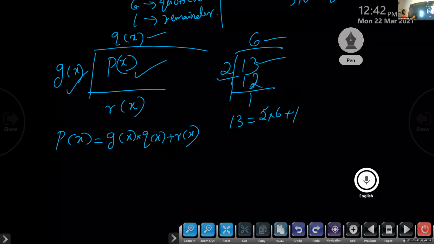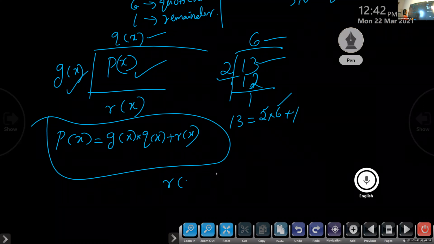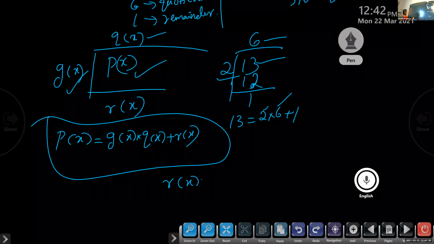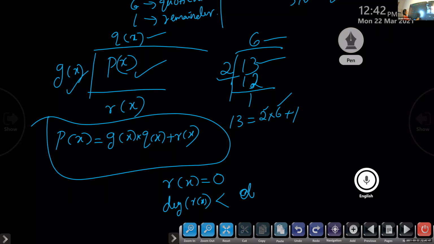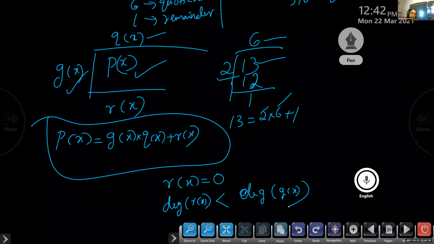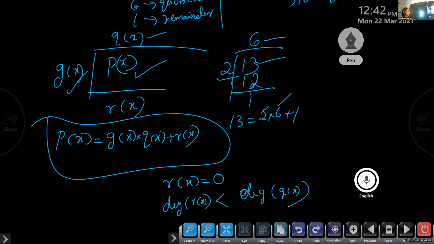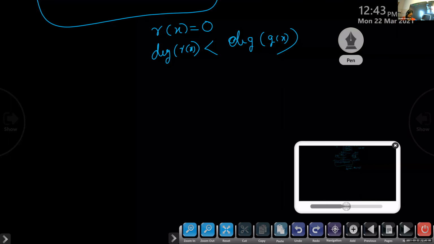This is known as the division algorithm. Sometimes this R of X will be equal to 0, or the degree of R of X will be less than the degree of G of X. If it is greater, we can again divide. So this is the division algorithm. Write the statement of division algorithm.